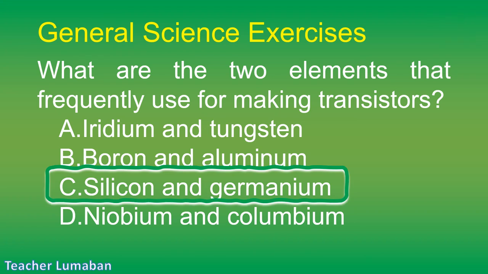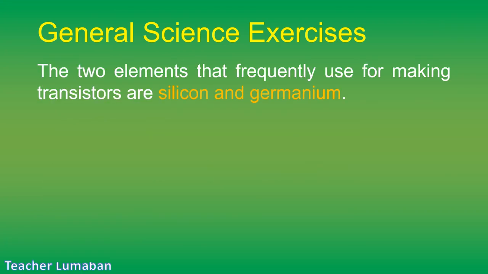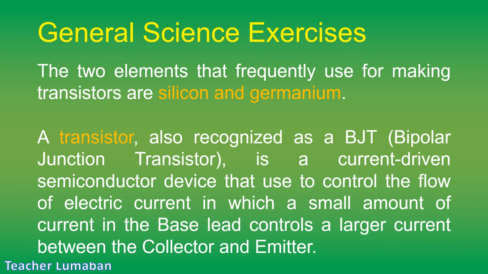The correct answer is letter C, silicon and germanium. The two elements that are frequently used for making transistors are silicon and germanium. A transistor, also recognized as a BJT, bipolar junction transistor, is a current-driven semiconductor device used to control the flow of electric current, in which a small amount of current in the base lead controls a larger current between the collector and emitter.